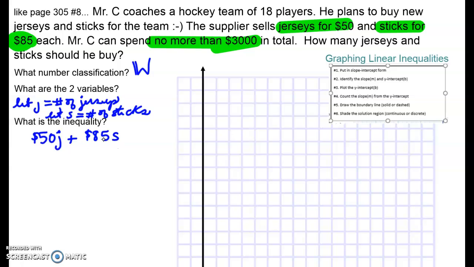And we're going to add the cost then to the sticks, and they are $85 multiplied by however many sticks we're getting, which is the variable s. We know then our total has to be less than or no more than $3,000. Can it also equal $3,000? Yes, no more than implies it can be equal to $3,000. Okay, so there we have an inequality.